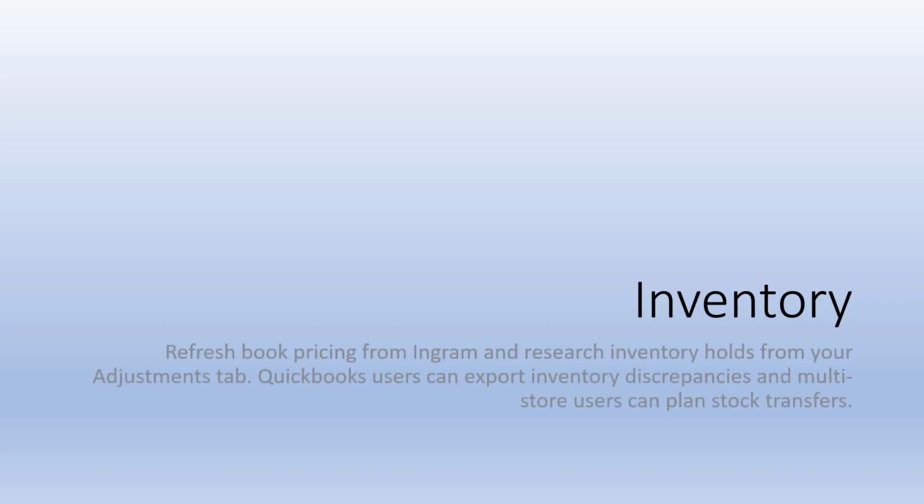With version 17, you will see some key new enhancements with respect to how Booklog handles inventory. You'll be able to keep your pricing up to date so your purchase order estimates will be more accurate. You'll also be able to track inventory changes more effectively inside and outside of your system.